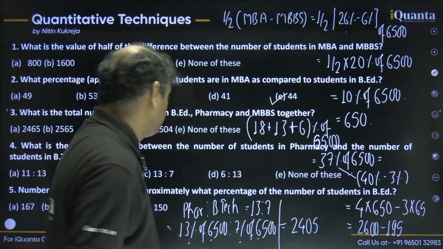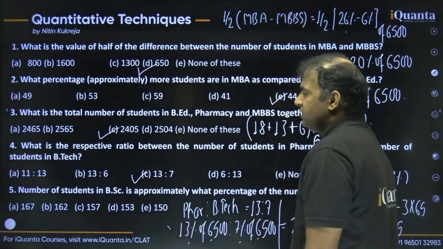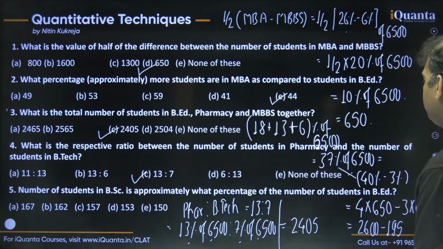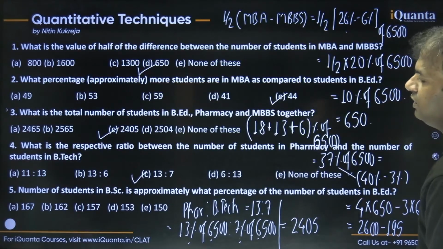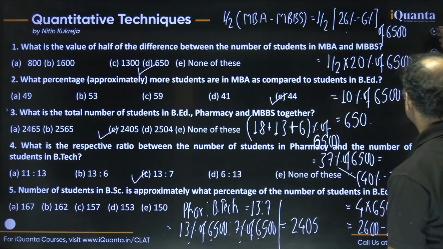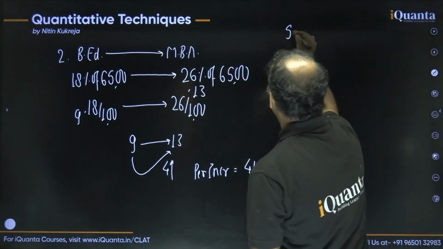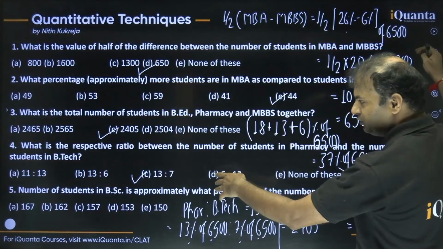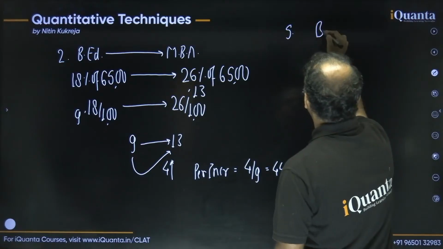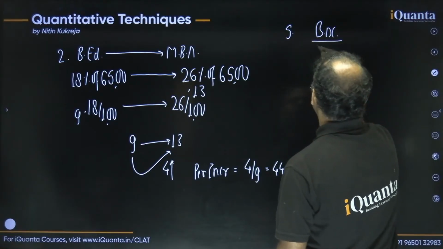Let's move to the next problem, question number 5, which says to find the number of students in BSc is approximately what percentage of the number of students in B.Ed. Okay, so BSc students is approximately what percentage of B.Ed? Last question, let's do it here. Let me read it again. Number of students in BSc is what percentage of B.Ed? This is what we need to find out.